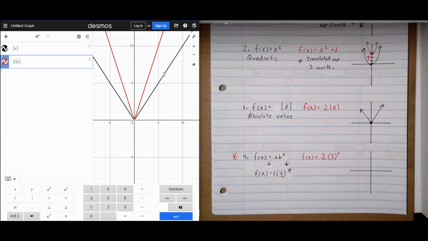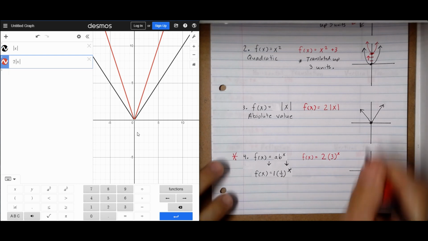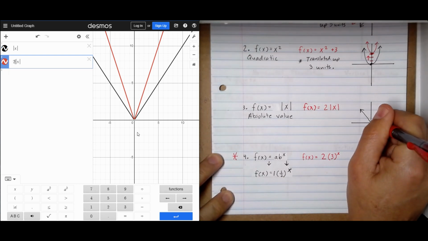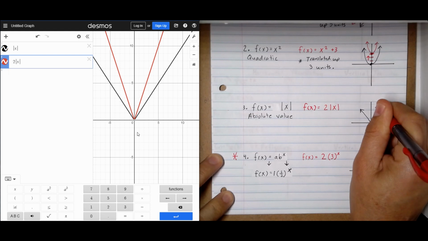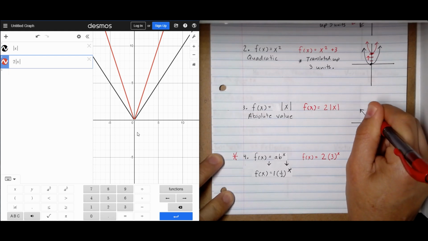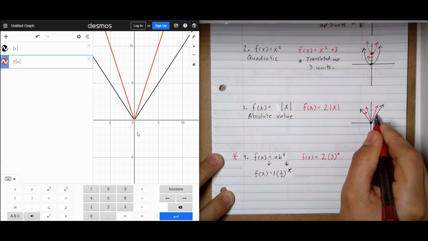So there you go. I want you to notice, right, the original is the black, and if you look, there is what we call a narrowing of the function. In other words, this function right here, we also call this a stretch. So it is a stretch inward towards the y-axis. So notice it's pulling in. So I'm going to go ahead and draw the new function. And this represents the 2 being multiplied to the absolute value. And I'm going to draw an arrow just kind of showing that it's stretching.